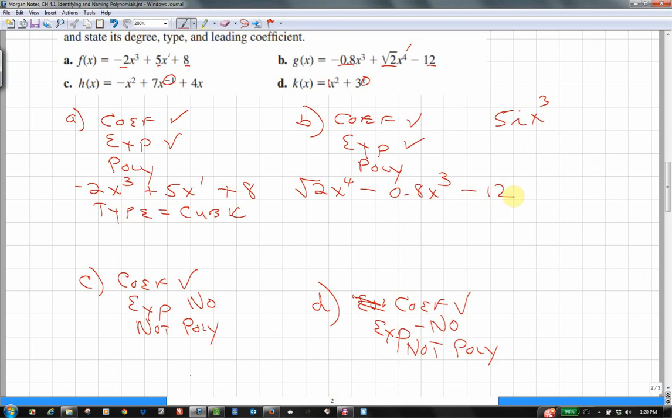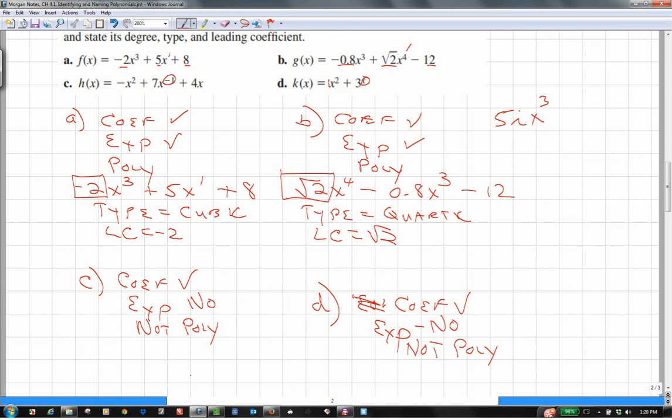That's standard form. Oh, the one thing I forgot is the leading coefficient on this one. That's the coefficient in front of the term with the largest degree. So the leading coefficient's a -2. Over here, this is a 4th power, so the type is a quartic. And the leading coefficient is the square root of 2. It's the coefficient that's on the term with the highest degree.